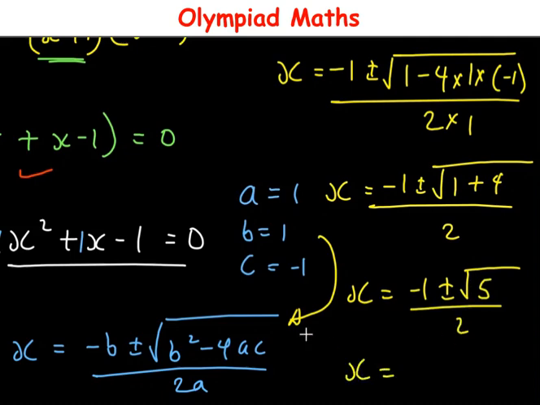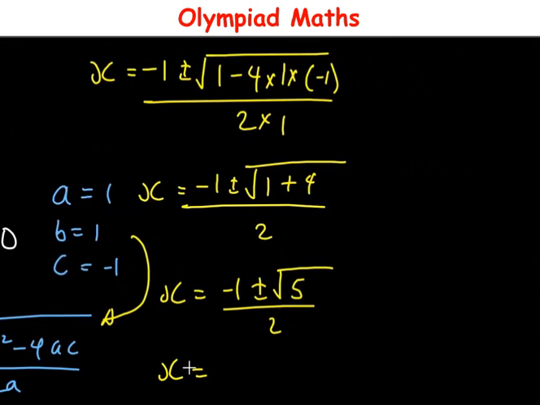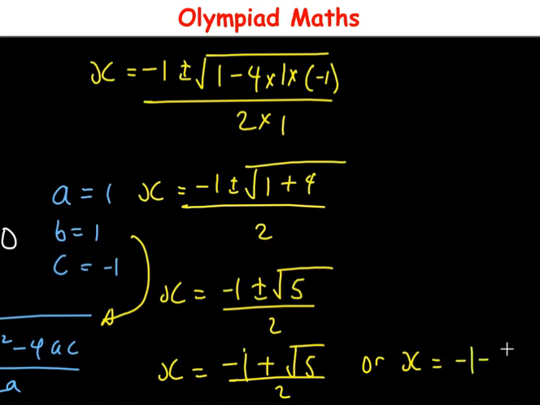So we have two solutions for the value of x: x is equal to minus 1 plus square root of 5 over 2, and x is equal to minus 1 minus square root of 5 over 2. So with this, we have the third and the fourth solution for the value of x. So this is for the first method.